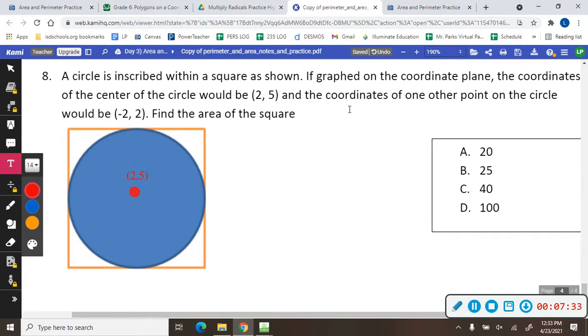And the coordinates of one other point on the circle would be negative 2, 2. Well, if that's 2, 5, and really it doesn't matter at this point where you put negative 2, 2, but let's say it's here. Let's say that's negative 2, 2, which makes sense because negative 2 is to the left of 2, and 2 is smaller than 5, so it has to go down here. So we know this point is negative 2, 2.